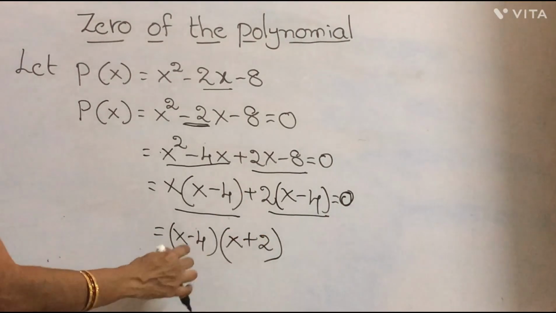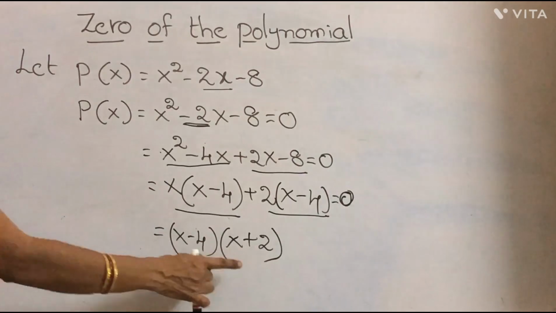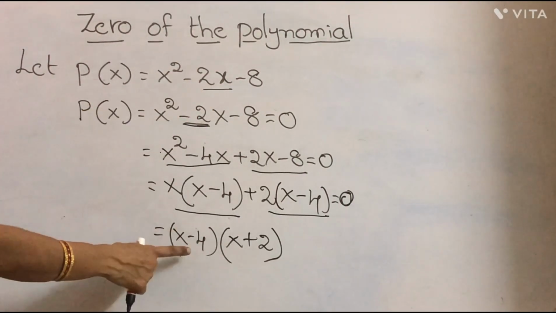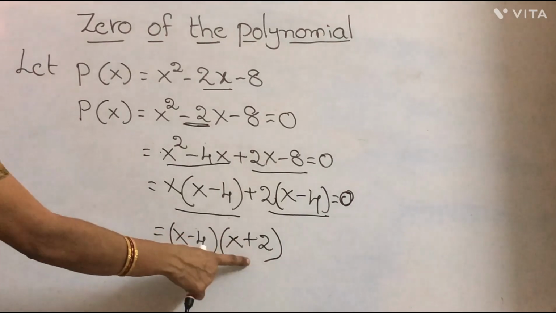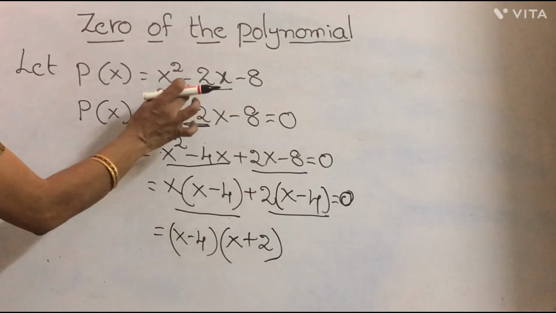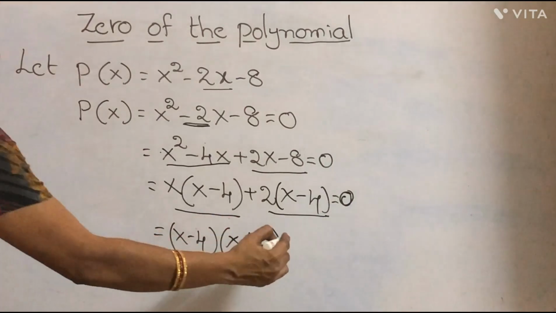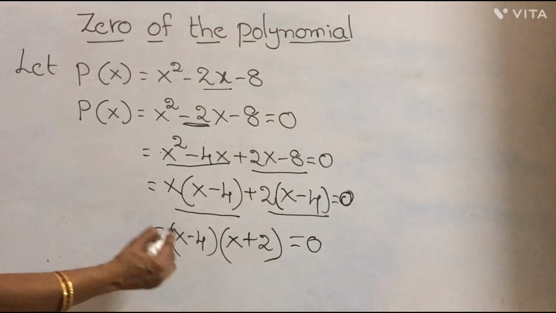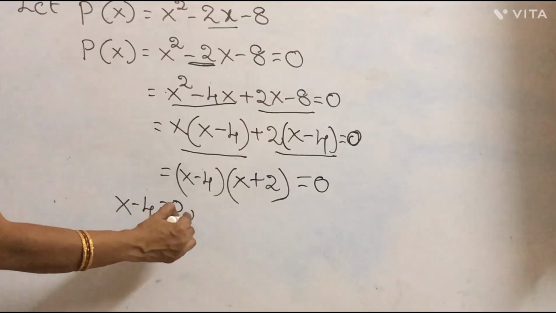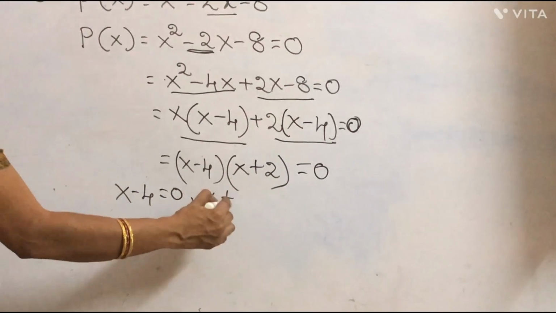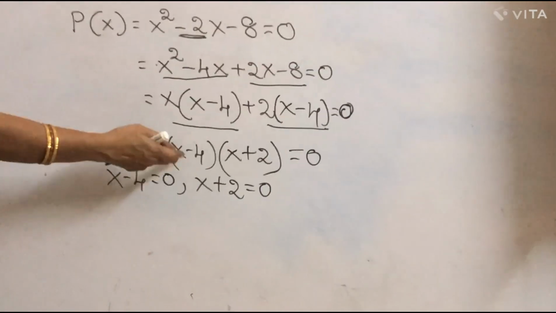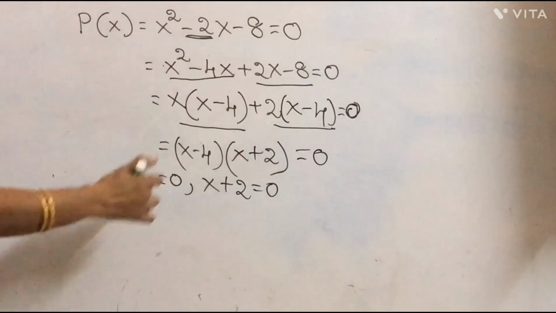Now we got two linear polynomials. This quadratic polynomial we split as two linear polynomials. These two are the factors of this one. Now, which is equal to 0, this will be equal to 0 and this will also be equal to 0. Either this is 0 or this one is 0. Either this term 0 or this term 0.